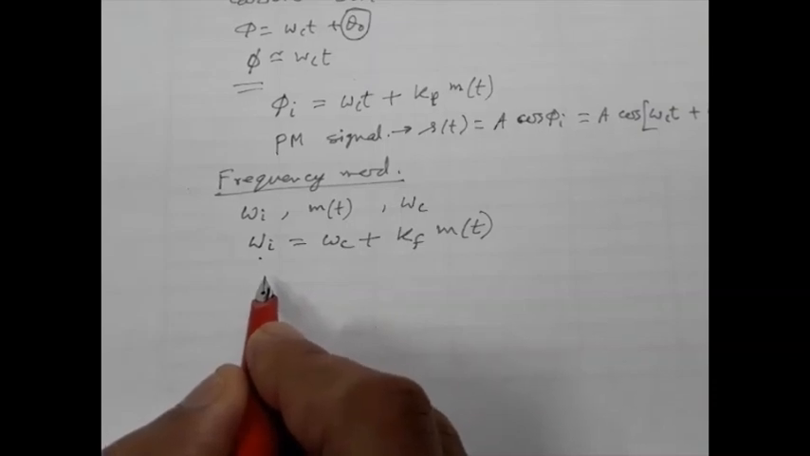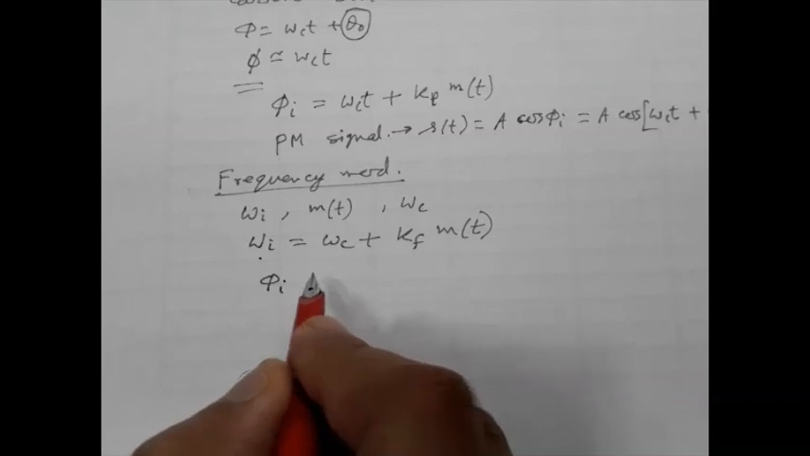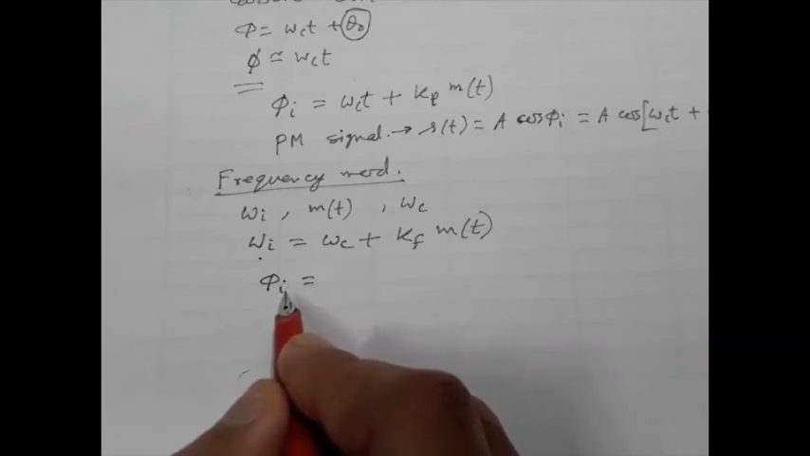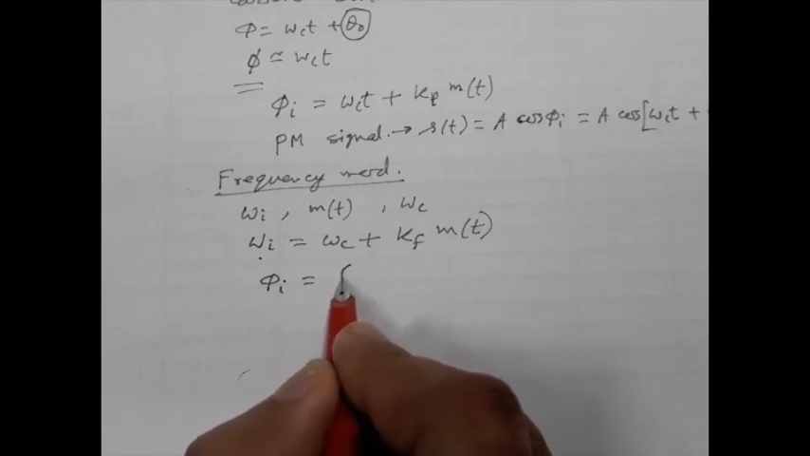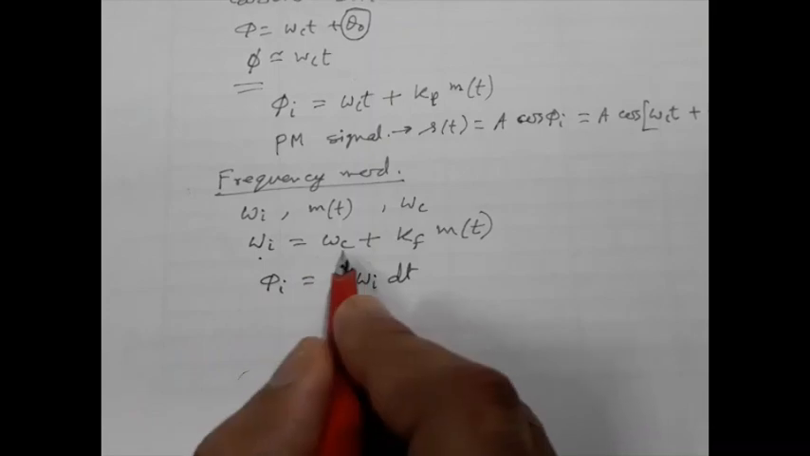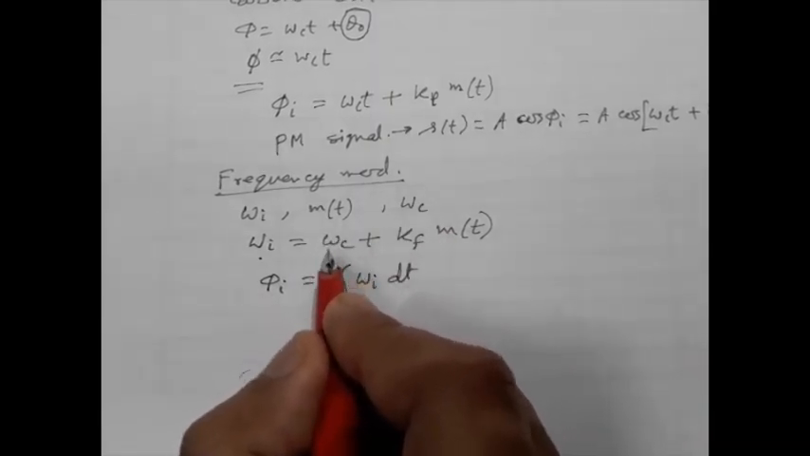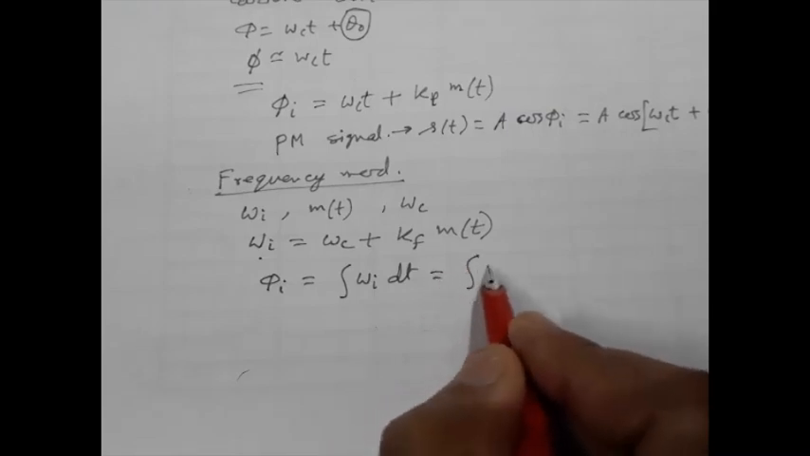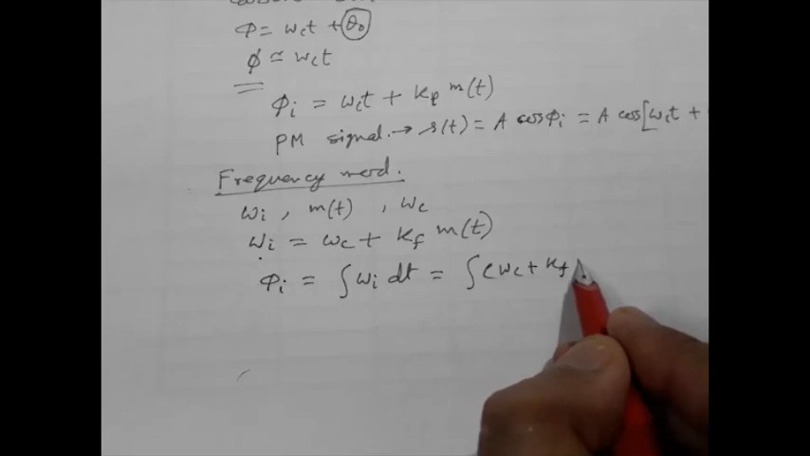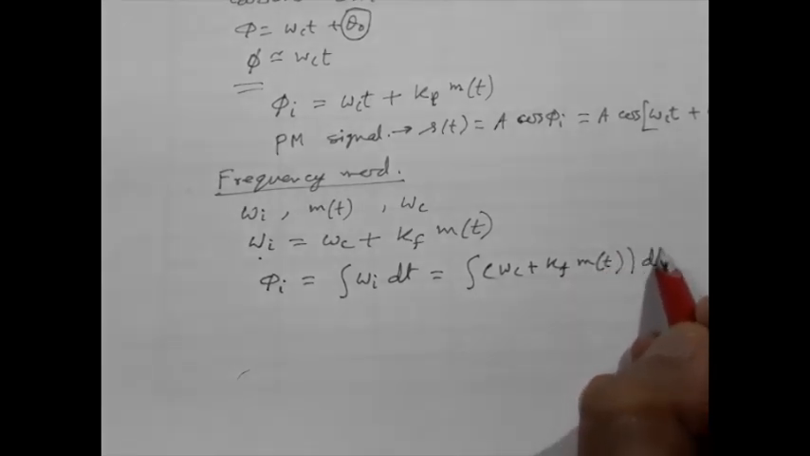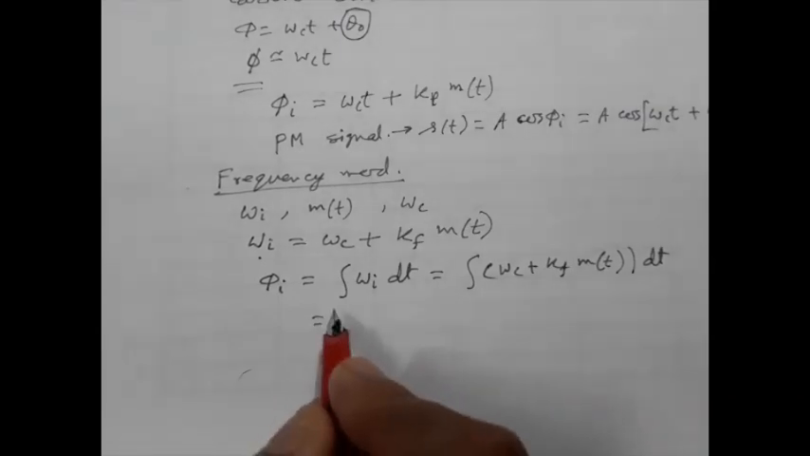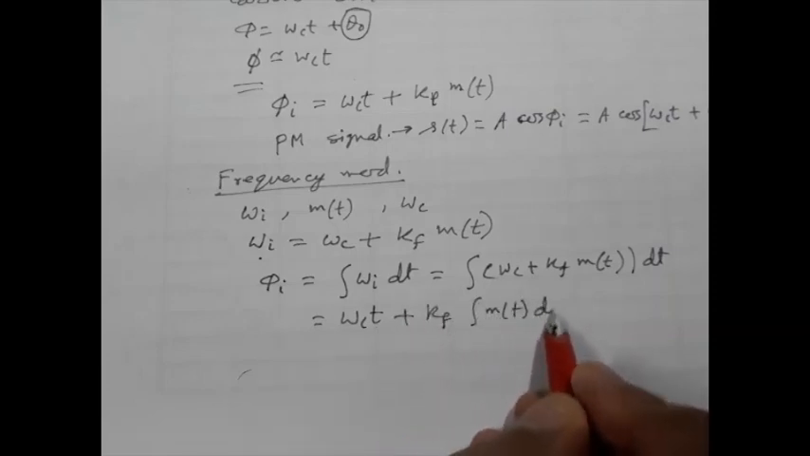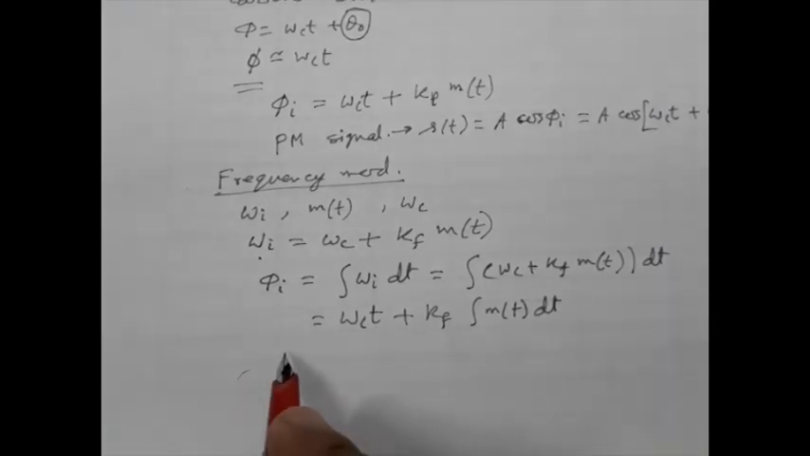Now we know the relationship between phi and omega I. So we have to derive this phi I to represent the frequency modulated signal. So phi I equal to the integral of omega I dt. Omega I we have already said is the carrier frequency plus some time varying quantity proportional to the message signal. So put it here, that means the integral of omega c plus kf into m(t) dt, and that is equal to omega c t plus kf, a constant, times the integral of m(t) dt. So this is the instantaneous phase.